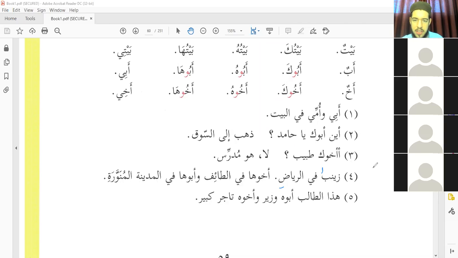Excellent. Translate for us if you could. Zainab is in Riyadh, her brother is in Taif, and her father is in Medina. Fantastic. And these are all cities in Saudi Arabia. Riyadh, the capital, obviously. Taif is next to Mecca. And Medina doesn't need any explanation. So they're all mubtada, so they're all going to be marfu'a. Akhuha, that's the mubtada. Fit ta'ifi is the khabar that we're talking about him. Wa abuha, another mubtada. Fil madinati al-munawwarati. Very good.